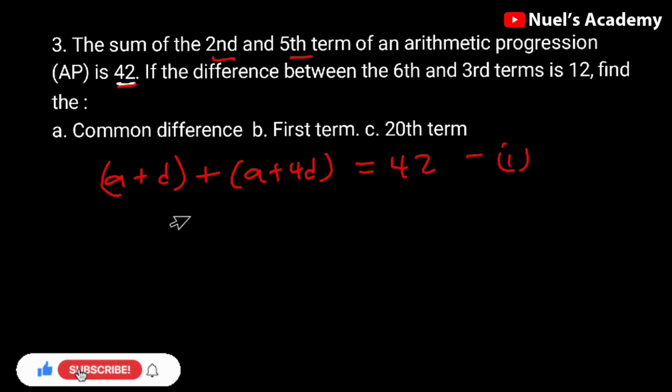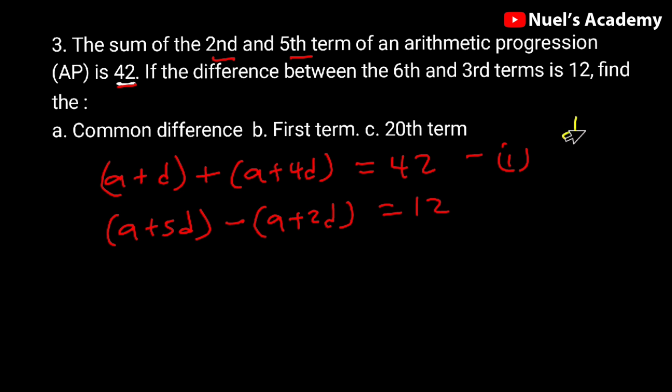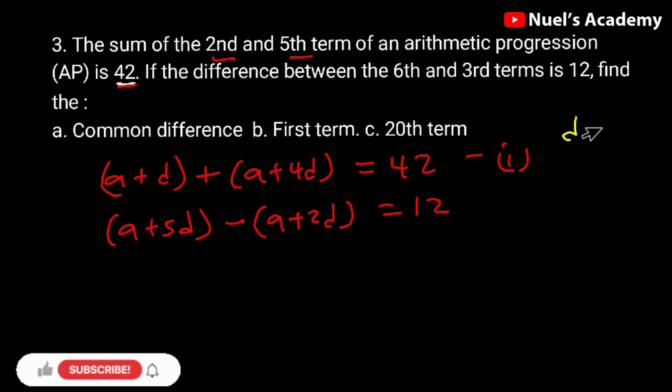If the difference between the sixth and the third term is 12, what is the sixth term? The sixth term is denoted by A plus 5D. Remember, for the sixth term we have 5 here, so 6 minus 1 is 5. Then minus the third term, which is A plus 2D. They say that the difference is equal to 12. Then we have to find the common difference, which is D, the first term, which is A, and then the 20th term.